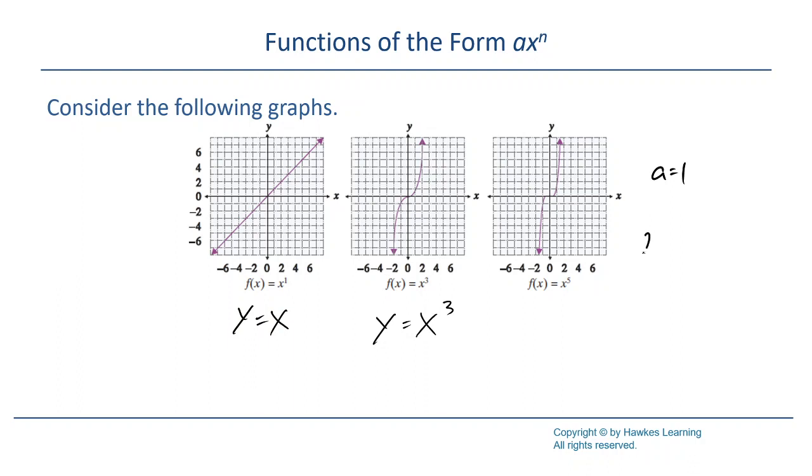If I do 2 cubed, I get 8. But if I do 2 to the fifth, I get 32. So it's already taking these values and making them much larger. Even 3 cubed would be 27, and 3 to the fifth, I'm not going to try to do that one off the top of my head.